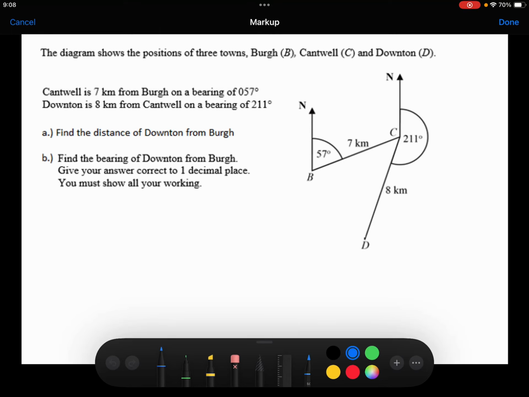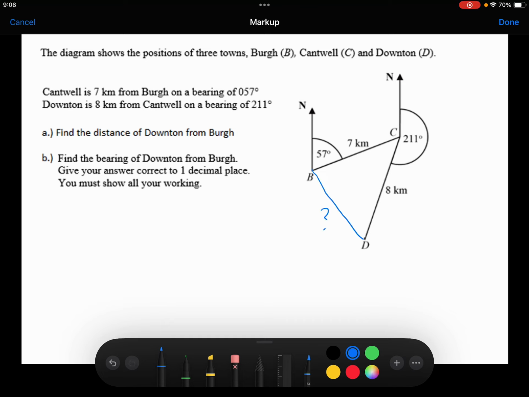The diagram shows the positions of 3 towns, Burr, Cantwell and Downton. Cantwell is 7 kilometres from Burr on a bearing of 57 degrees. Downton is 8 kilometres from Cantwell on a bearing of 211 degrees. We need to find the distance of Downton from Burr.